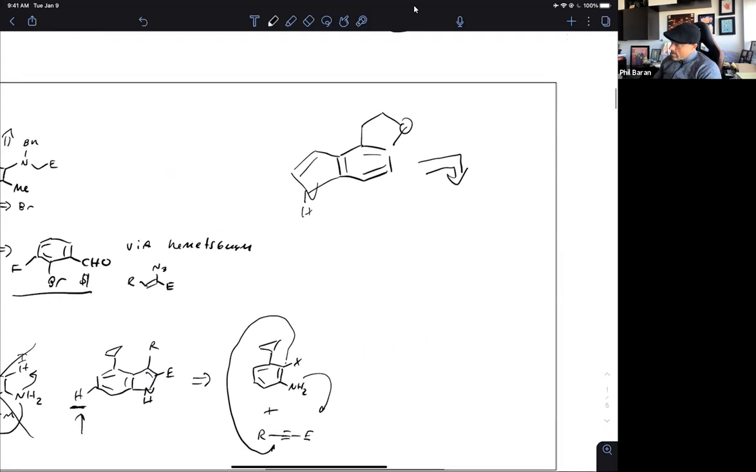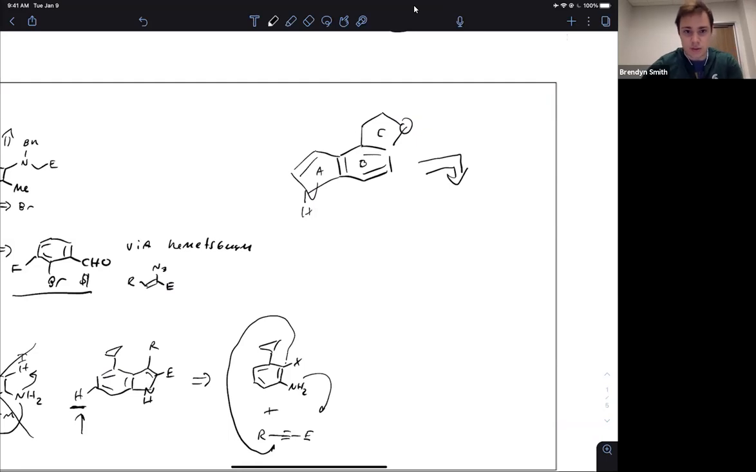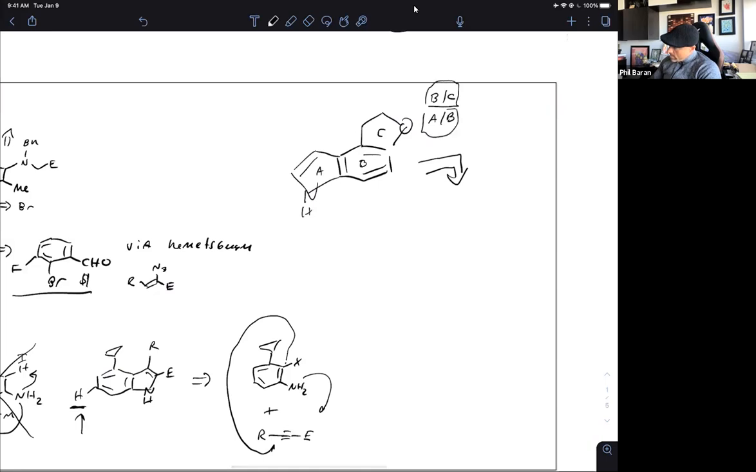Let's take a look at this bizarre example. That's now got a furan embedded in it, a dihydrofuran embedded with an indole. So we've got three ring systems. And I guess the question is, do we begin with a dihydrobenzofuran or do we begin with an indole? What do you think, Brendan? Sorry, could you repeat the two options? You said you start with a furan or start with an indole? What's our starting material? BC or AB?